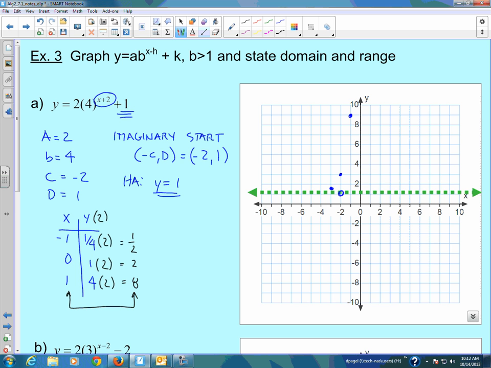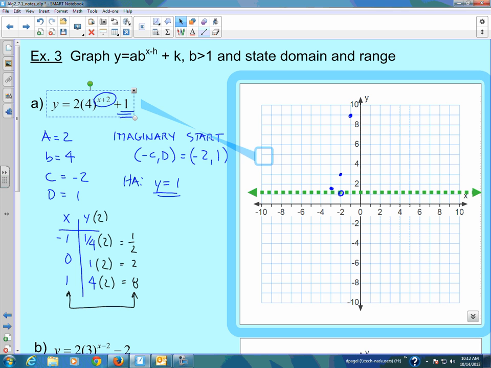And if we've done this correctly, we get a graph that goes through those values there. Here we are.